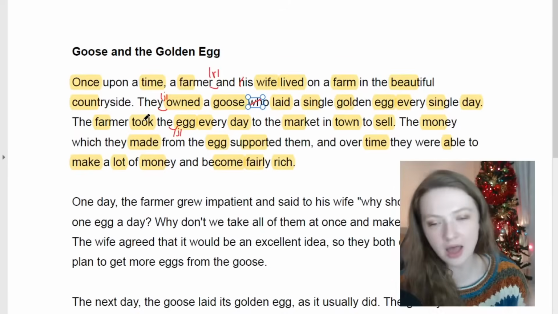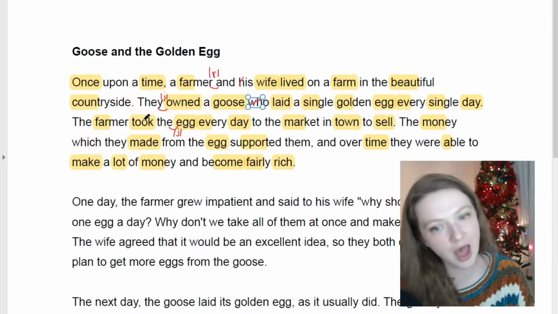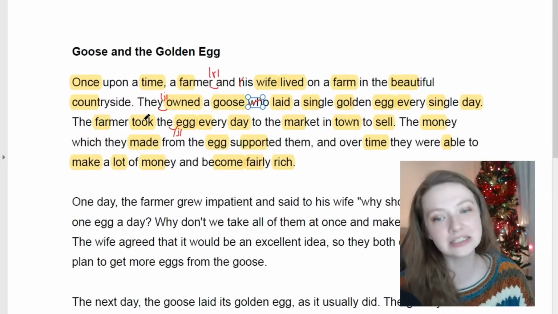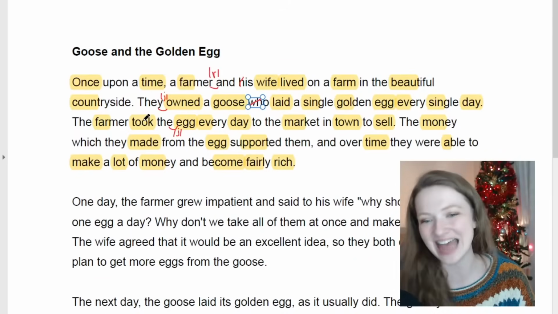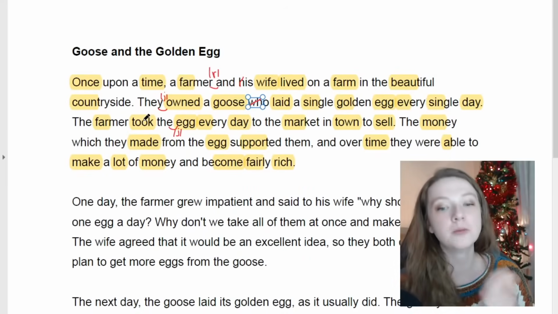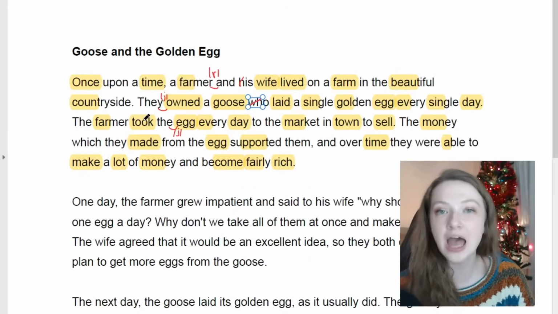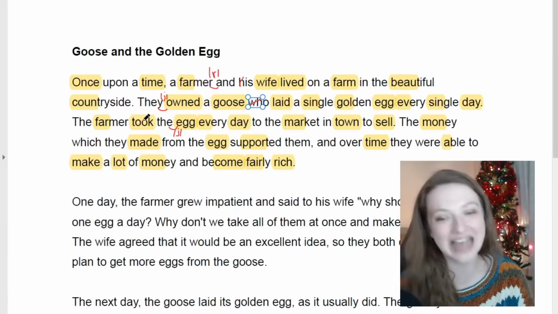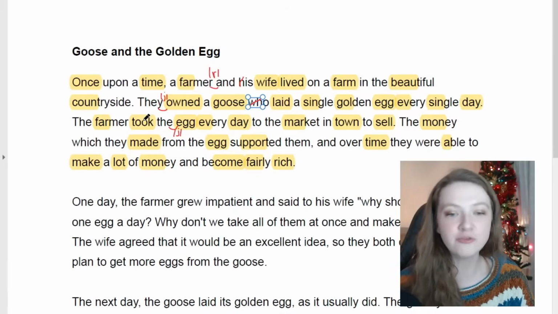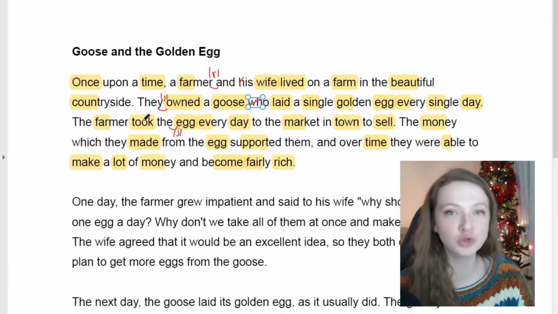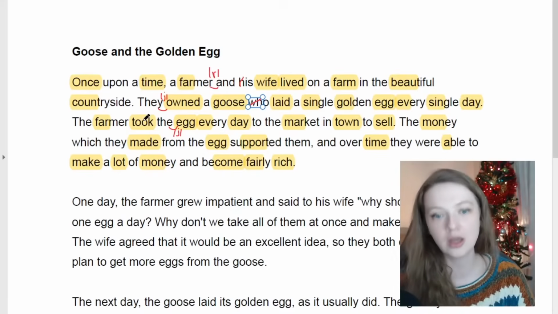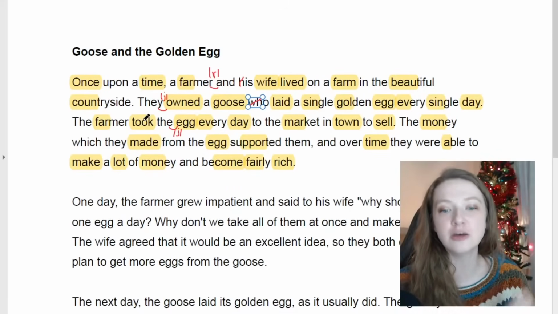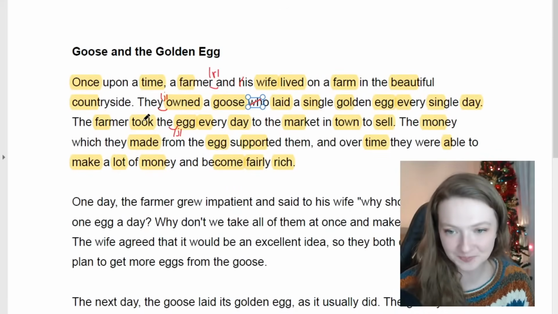Day to the market. Market in town. Not market in town. Town to sell. Not town to sell. Yeah? Every day to the market in town to sell. Not too strong. Every day to the market in town to sell.